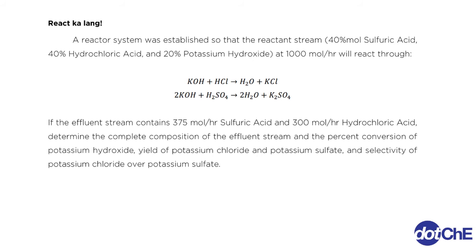If the effluent stream contains 375 moles per hour sulfuric acid and 300 moles per hour hydrochloric acid, determine the complete composition of the effluent stream and the percent conversion of potassium hydroxide, the yields of potassium chloride and potassium sulfate, and selectivity of potassium chloride over potassium sulfate. So now, let us go to our calculation chamber and let us start solving.